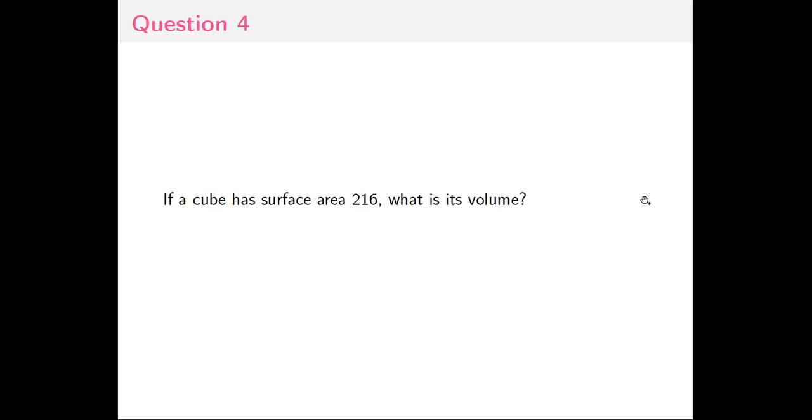If a cube has surface area 216, Lillian, what is your answer? Yes, it is 216. We would prefer that you say your answer, but it's also okay if you type it in the chat. Okay, so that would be Lillian 1, Nancy 0. Next question.